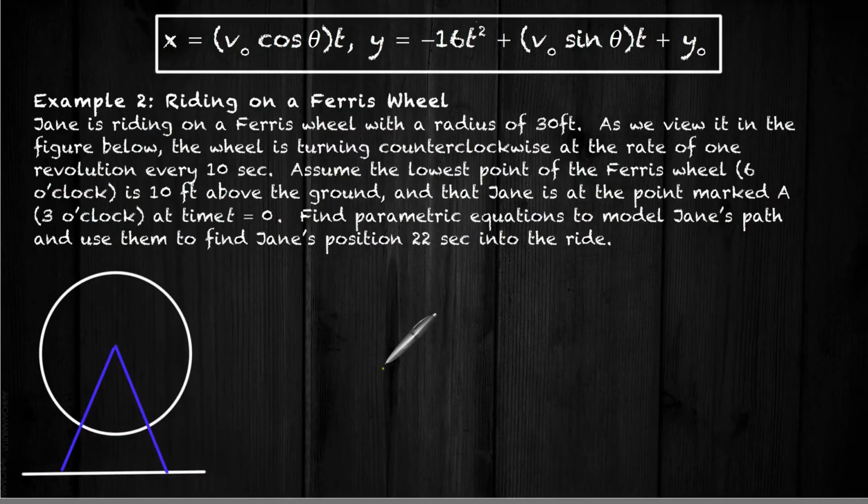In this next example, we want to simulate a Ferris wheel, and it says that Jane is riding on a Ferris wheel with a radius of 30 feet. And so maybe we'll say that this distance from the center of the Ferris wheel to the circle is going to be 30 feet. And as we view it on the figure below, the wheel is turning counterclockwise at a rate of 1 revolution every 10 seconds. So that right there is the period. They just gave us the period.